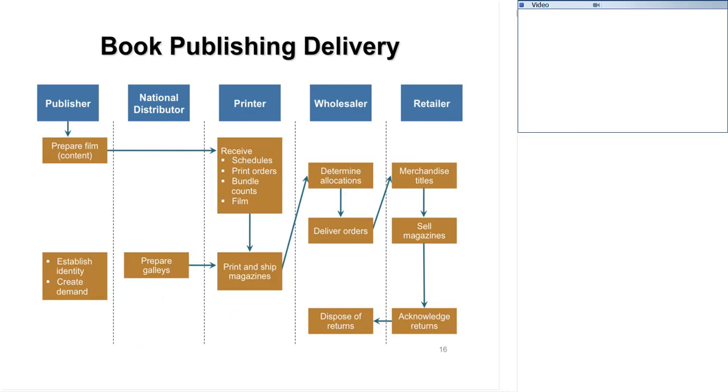You can look at it another way. Again, starting over on the right with the retailer. The retailer spends money merchandising the titles. There are also magazines. For things that don't sell, they get to return them back to the wholesaler. And those returns propagate all the way back through the printer and publisher.